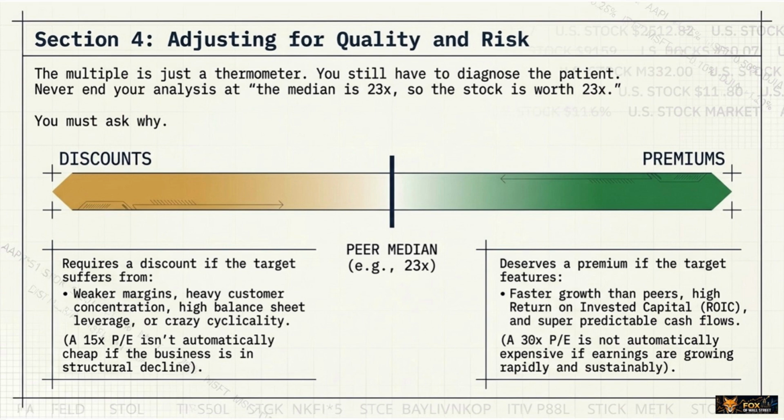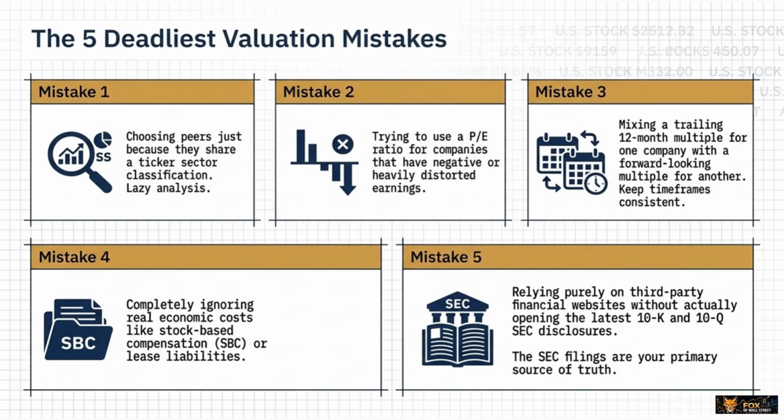Now, because this entire process takes a lot of judgment, beginners often stumble into a few common traps. Let's quickly run through the biggest valuation mistakes so you can avoid them. Number 1, choosing peers just because they share a ticker sector classification. Lazy, right? Number 2, trying to use a PE ratio for companies that have negative or heavily distorted earnings.